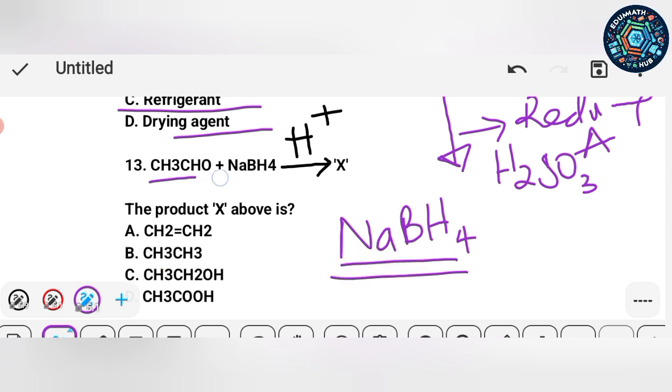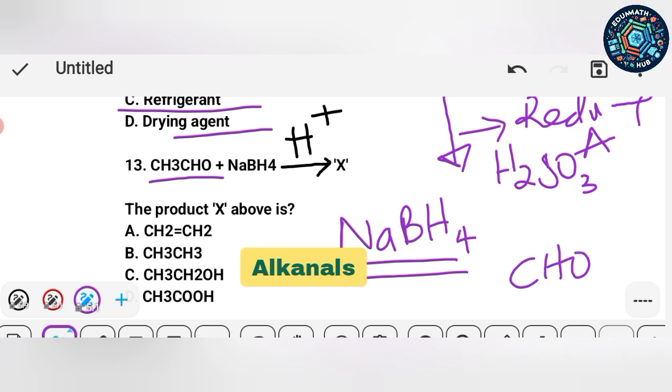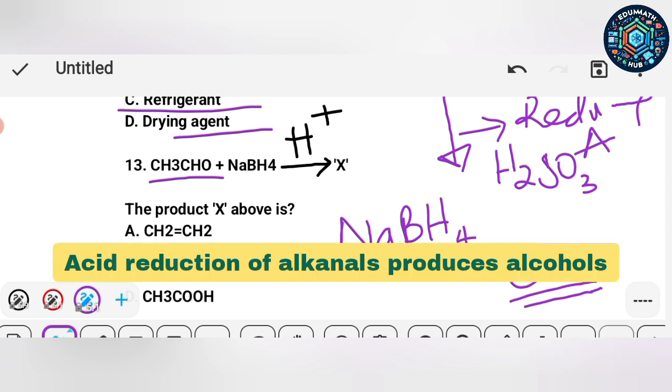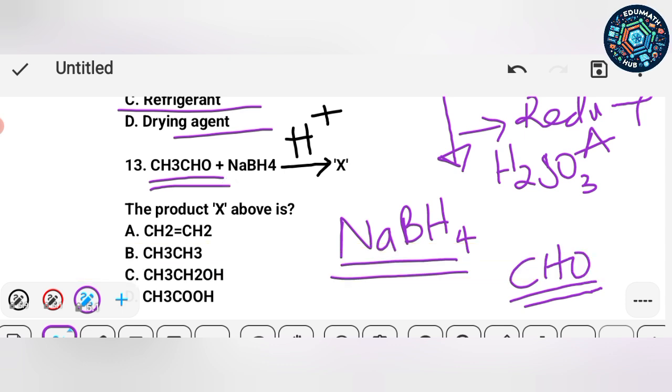Now, this compound here is called ethanal. You can see the functional group CHO. The functional group CHO is for alkanals. So when you reduce alkanals, you're going to get what is called alcohols. CH3CHO is ethanal. So when it undergoes acidic reduction, you can see H plus here to tell you that the medium is an acidic medium, using sodium borohydride, it will produce a compound X.